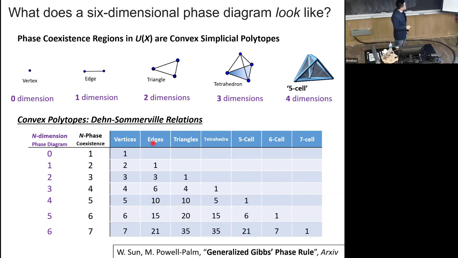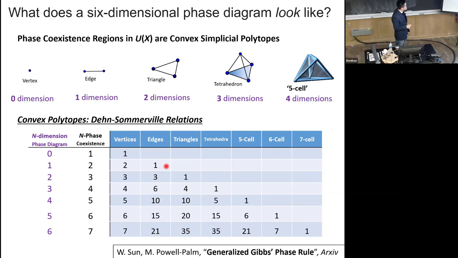I can take a look at this triangle. Okay, this is a three-phase coexistence region, right? This three-phase coexistence region is bounded by three two-phase coexistence regions and three one-phase coexistence regions. Likewise, a tetrahedron has one four-phase coexistence region. Okay, so here's the data. So a four-phase coexistence has four triangles, six edges, and four vertices.